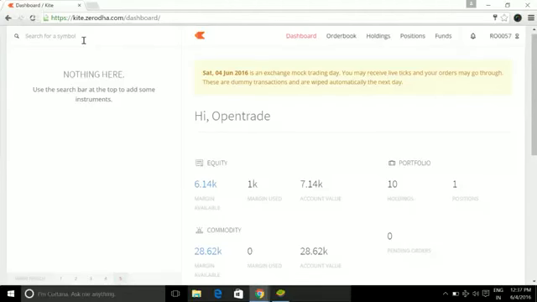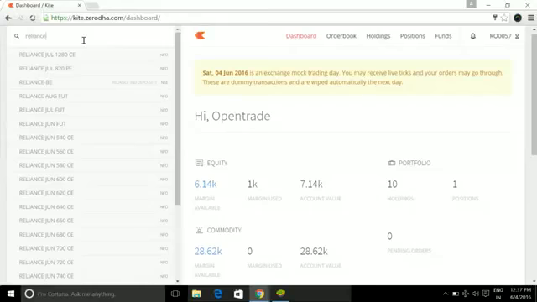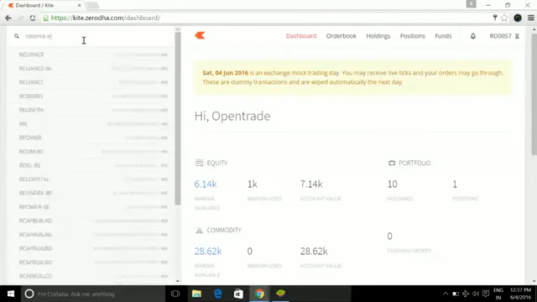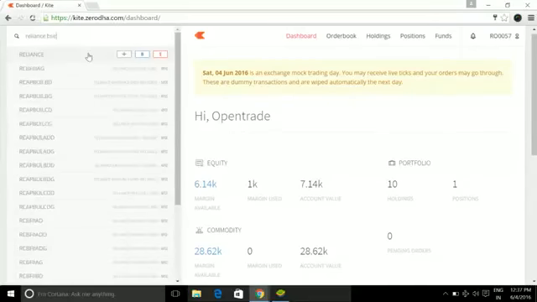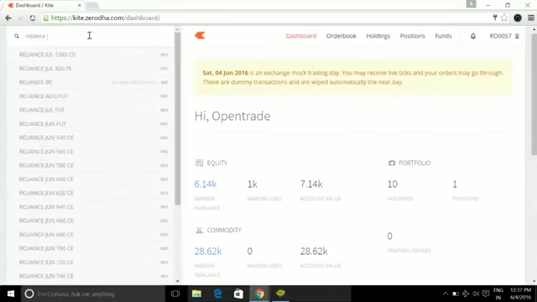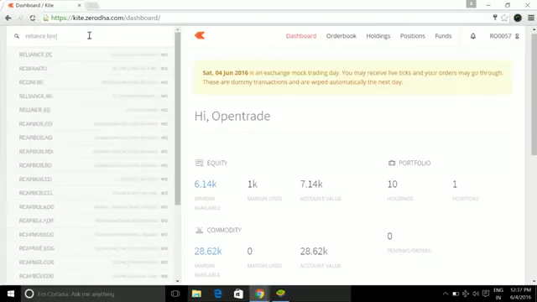So for example, if I want to search for, let's start with a stock, say Reliance, I'll type Reliance. By default I can say equity, or if I want Reliance NSE, I can just say Reliance NSE. If I want Reliance BSE, I can just say Reliance BSE, right? A lot of people have asked this question: how do I add a BSE stock? If you want to add a BSE stock, just search for Reliance and then just type BSE. It's as simple as that.